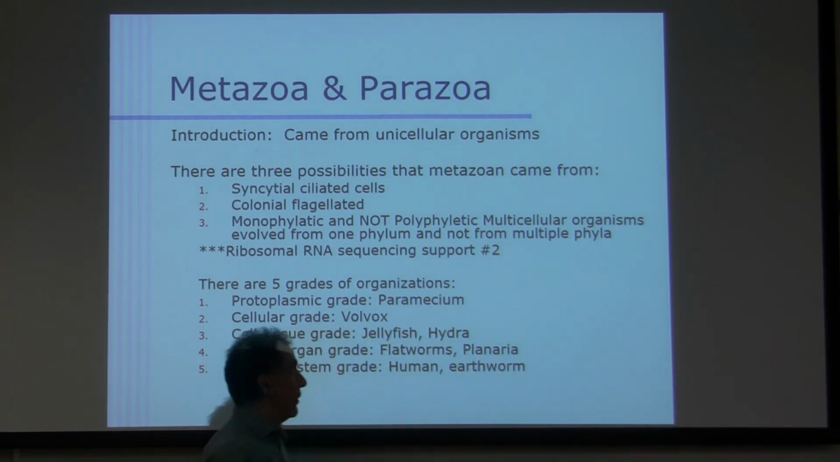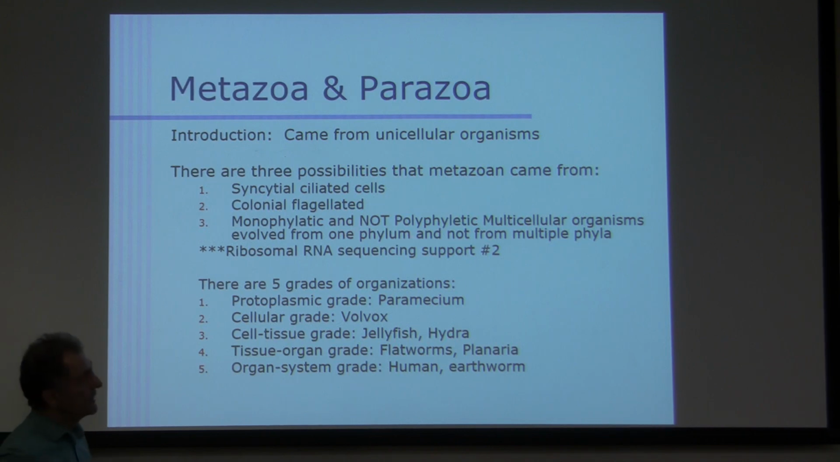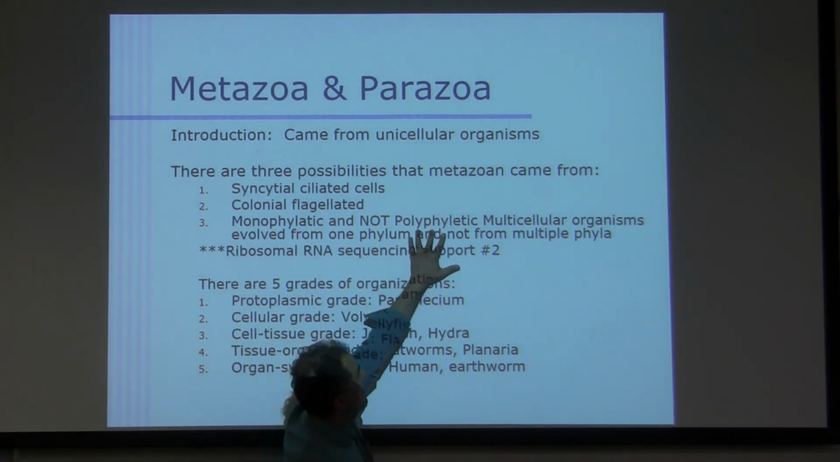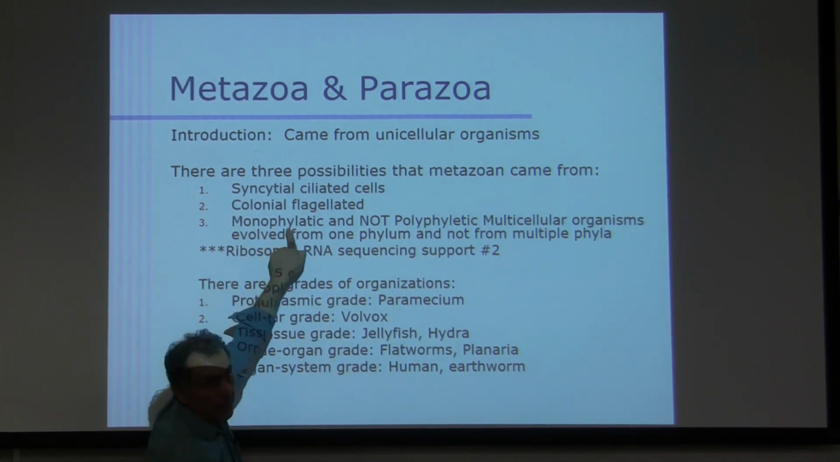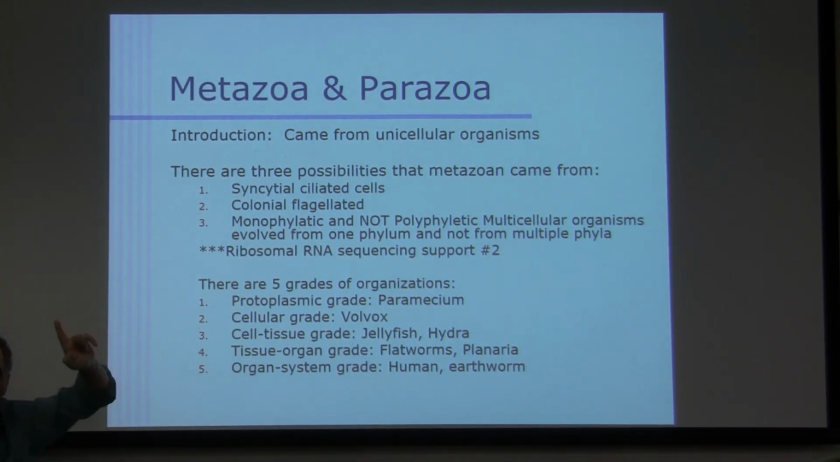Okay, and then finally, monophyletic means one phylum, monophyletic and not polyphyletic multicellular organisms. I'll put this because your textbook changes from one edition to the next edition. You have the older edition, it probably says polyphyletic. Polyphyletic means multi-phylum. This is one phylum. They evolved possibly from one phylum, and not from multiple phyla.